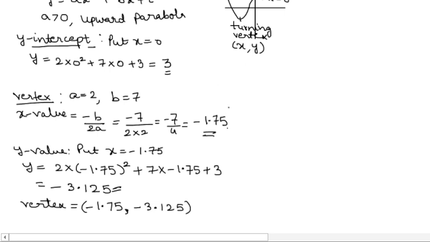Now, using this, we can also find something which is called the axis of symmetry. Axis of symmetry is a line that divides your parabola into exactly two equal halves. So, as I told you, axis of symmetry is this particular line.